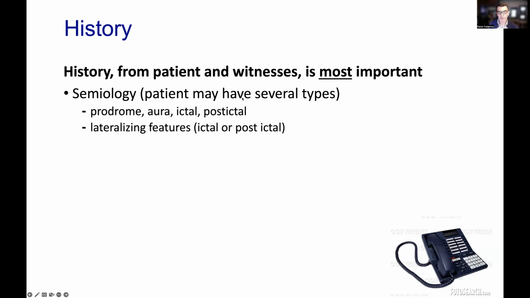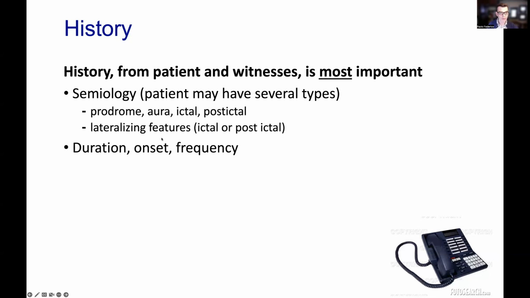The patient may have several types of seizures, so you need to go through them one by one. You need to get information about what's called the prodrome, any sort of premonitory symptoms, the aura, the ictal manifestations, and any post-ictal manifestations. And you need to look for any lateralizing features either during the seizure or after the seizure, such as weakness on one side, which could suggest seizures originating from the contralateral cerebral hemisphere.